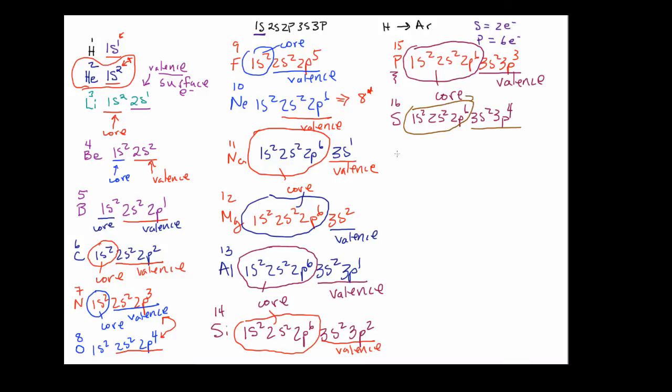All right, next element to the right, chlorine. Atomic number 17. 1s2, 2s2, 2p6, 3s2. Whoops, let me fix that up better. Okay, 3s2 and then 3p5. Okay, let's underline the valence. 3s2, 3p5. 5 and 2 is 7. So chlorine is found in group 7A. Here's my core.